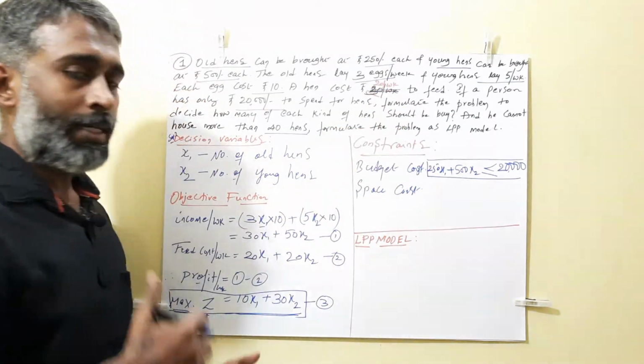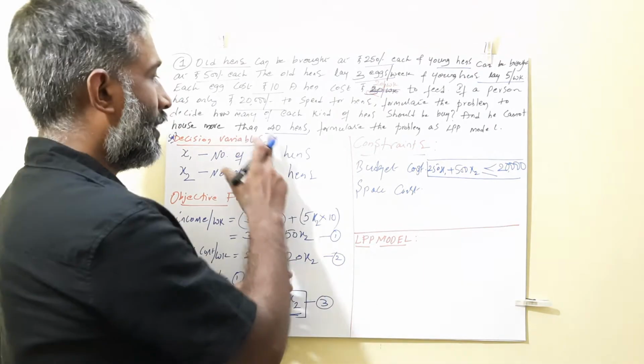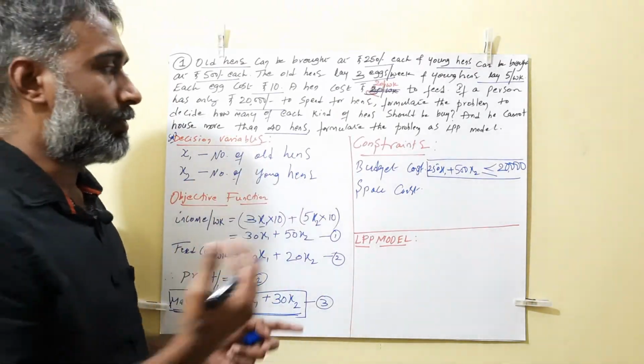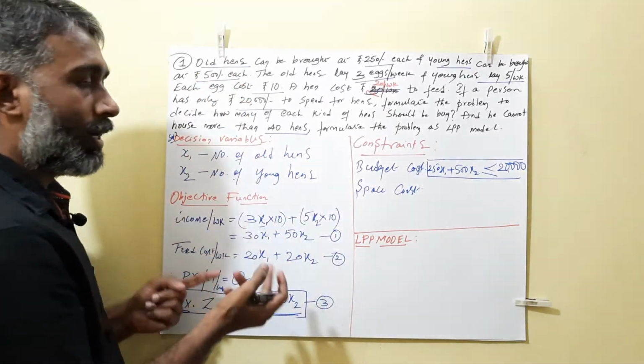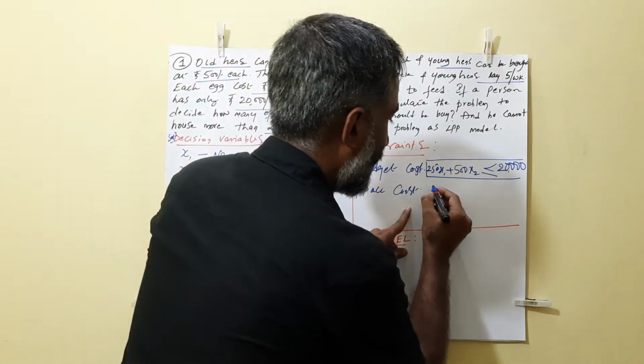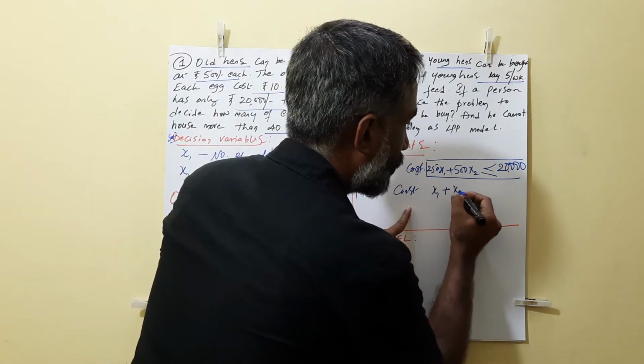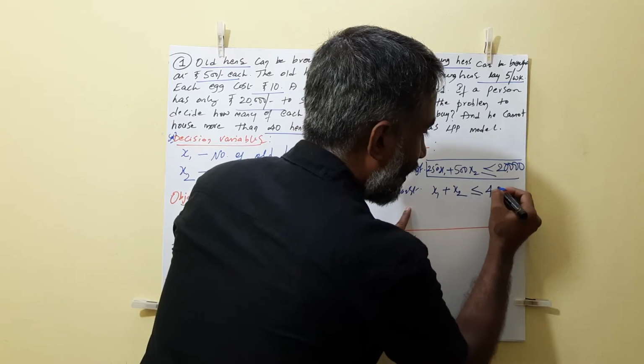Then coming to the second one, he has a space constraint, which tells that he cannot house more than 40 hens. So put together, the number of old hens plus the number of young hens, that is x1 plus x2, should not exceed 40.